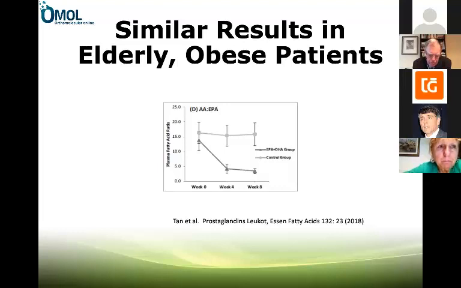Another more recent investigation took people who were at risk of diabetes. These are the same people who are most likely to develop complications of COVID-19. These are elderly, obese individuals. And what this experiment showed is that for those taking the omega-3 fatty acids, the ratio of arachidonic acid to EPA dropped very rapidly within 4 weeks.